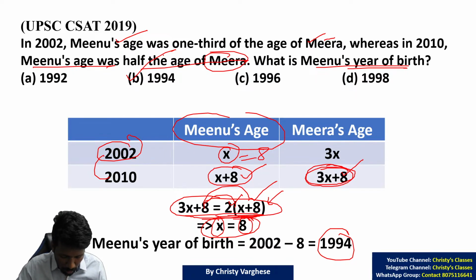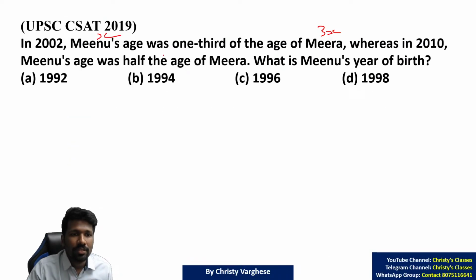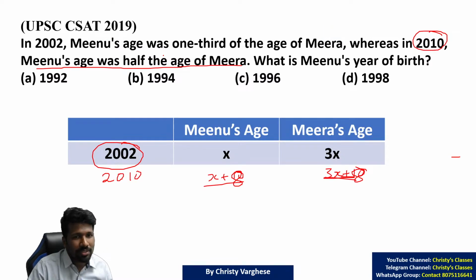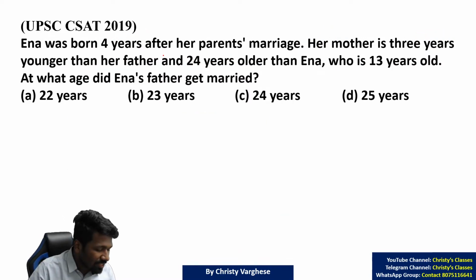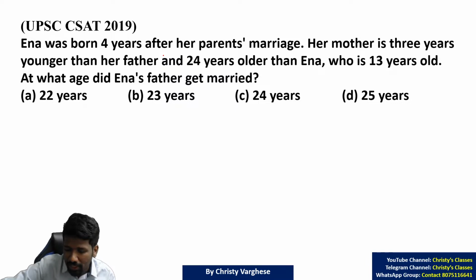If there are any doubts, please ask. If it is clear, let's move on to the next question. So this is the idea of age problems. It is a finding the x chapter question itself, but everything is written in terms of age. That is why we are separately discussing this as a separate lecture. So please try the next question.